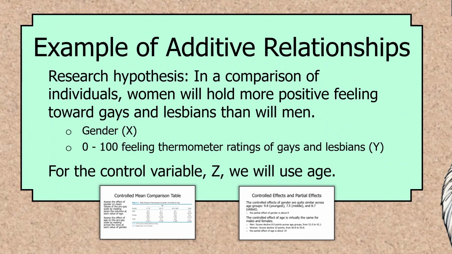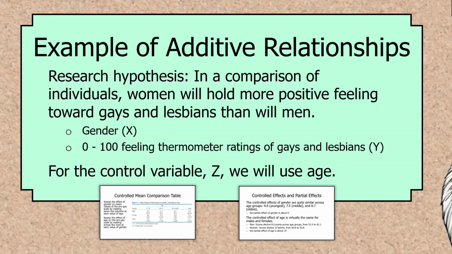And it's another gender gap hypothesis. Here's the basic hypothesis. In a comparison of individuals, women will hold more positive feelings toward gays than will men. So in this hypothesis, the independent variable X is gender, and the feeling thermometer rating of gays is the dependent variable. I believe the feeling thermometers have come up before, but let me just review. The American National Election Study asks about political personalities, candidates, groups, and asks respondents to rate these political objects on a scale ranging from 0, that is, a respondent would feel very cold and negative toward that group, to 100, which would be a very warm and positive feeling.